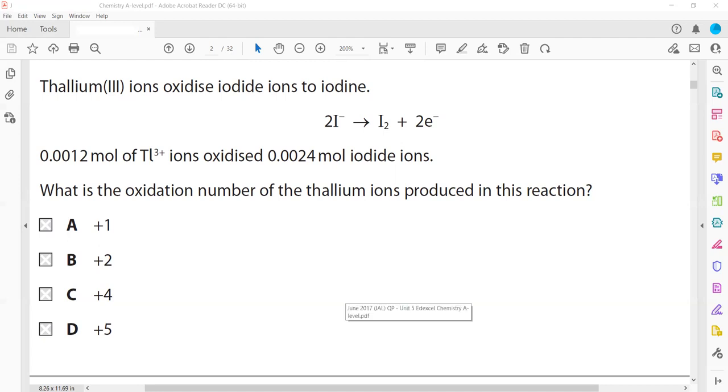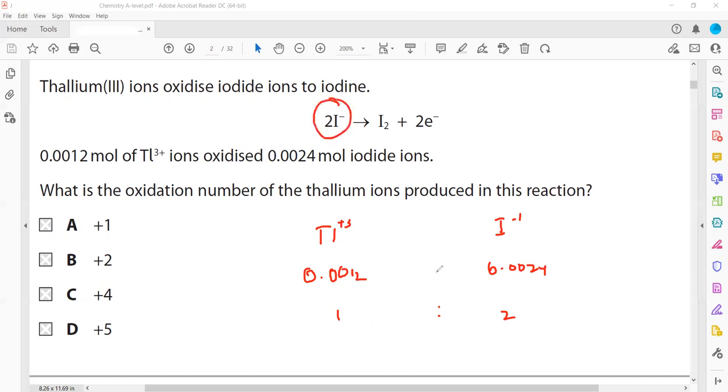The mole ratio for thallium and the iodide, when we take the simplest ratio, is 1 to 2. So 2 iodide ions are reacting, and 1 thallium is reacting with 2 iodide ions. 1 iodide ion loses 1 electron, so 2 iodide ions will lose 2 electrons. Thallium will gain those electrons, so it will gain 2 electrons. Originally it is plus 3, and after gaining 2 electrons, what will be the charge left now? The charge left will be plus 1.